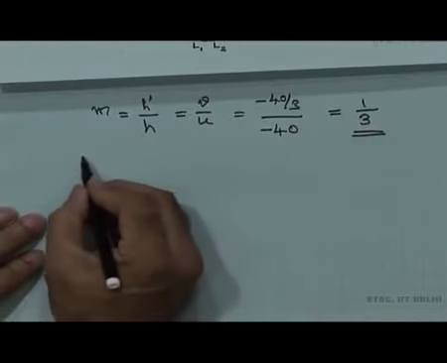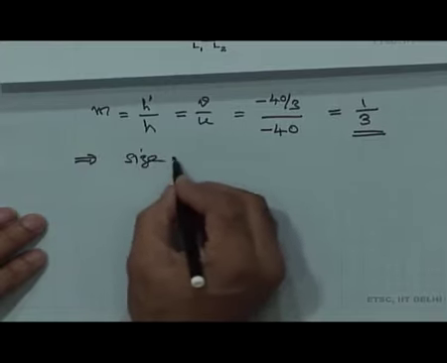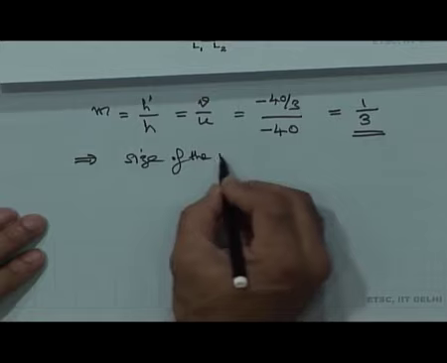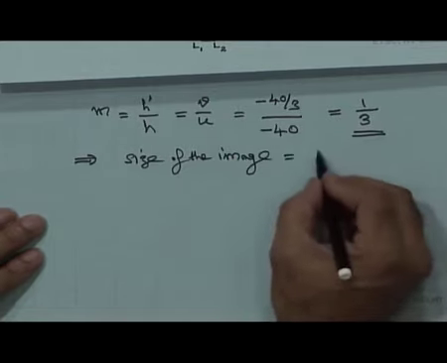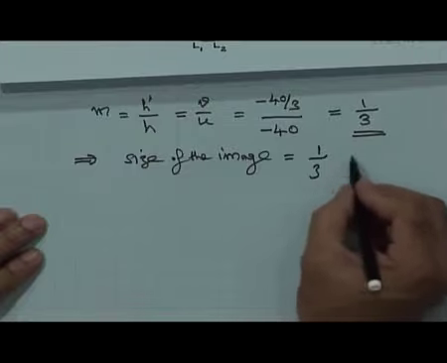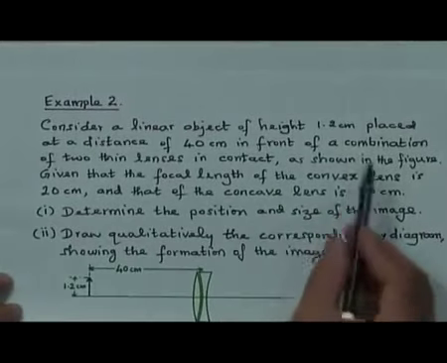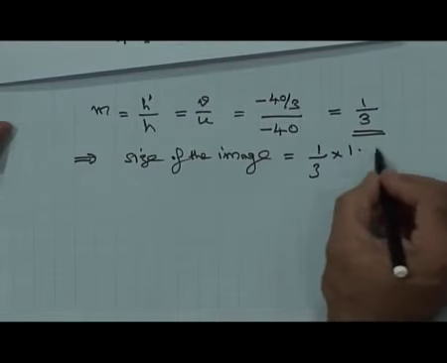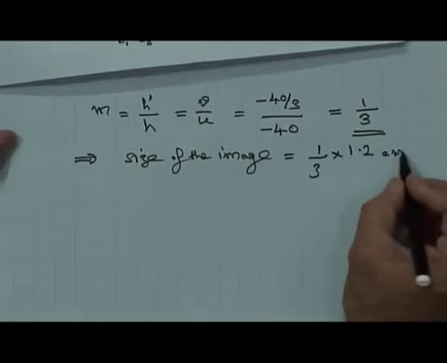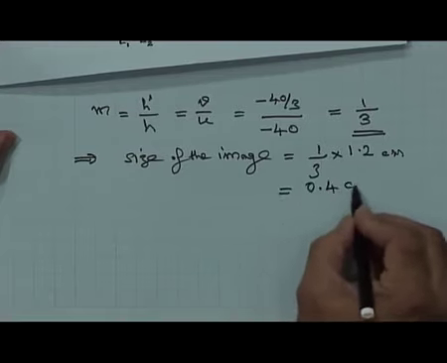This implies the size of the image is equal to 1/3 into the object height, which is given as 1.2 centimeter. So, 1/3 into 1.2 centimeter is equal to 0.4 centimeter.